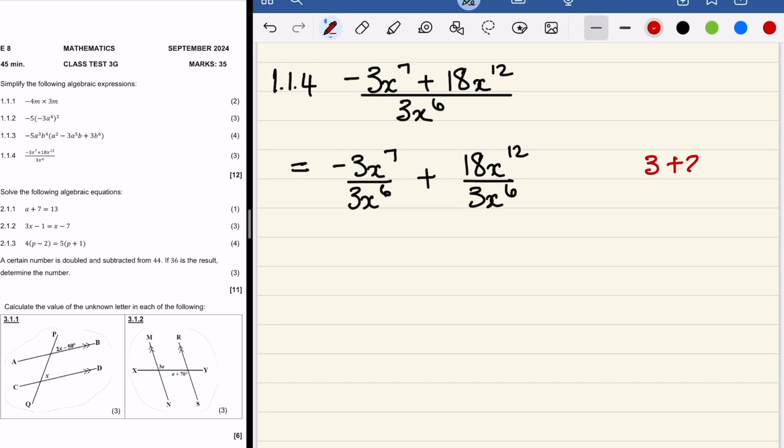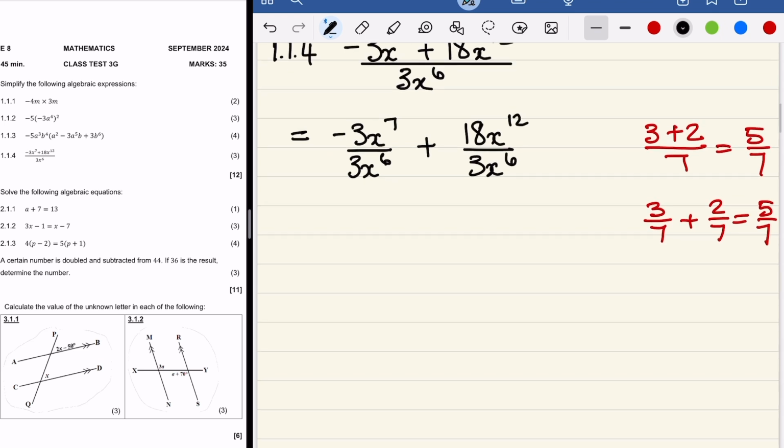So it's like saying 3 plus 2 over 7 gives us 5 over 7. It's the same as saying 3 over 7 plus 2 over 7 still gives us 5 over 7. It is that concept, that structure, that we're using here. Only we are busy with an algebraic expression and algebraic fractions, so we can now simplify these individual fractions a lot easier.